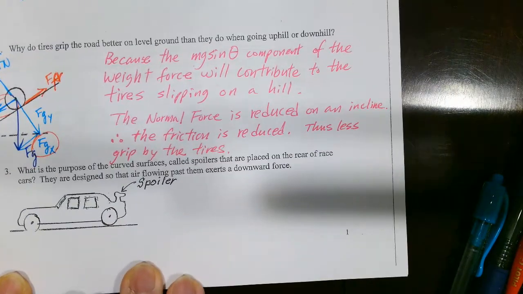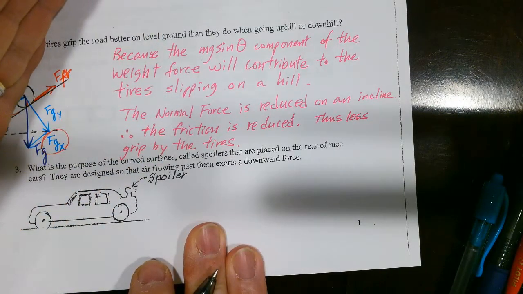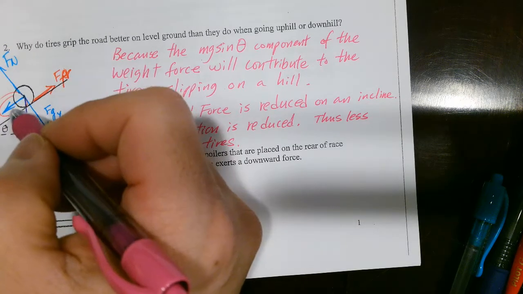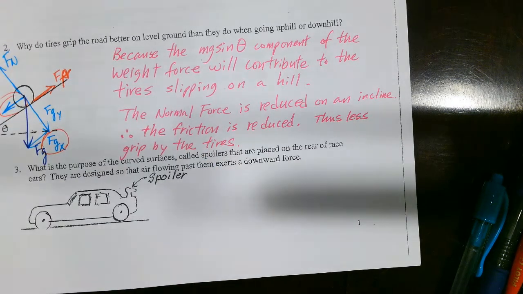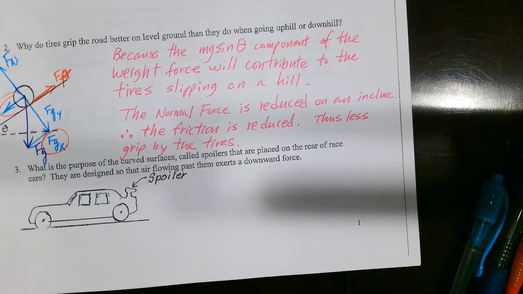If you take it to the extreme case, imagine a 60-degree hill. You don't even need snow. It's going to be very hard for tires to grip because the normal force reduces significantly. As a matter of fact, the normal force is reduced by half, so your friction goes by half. So your tires are not going to grip well. All right.